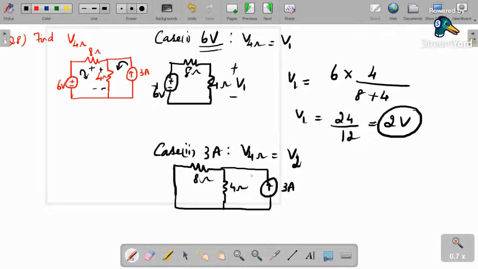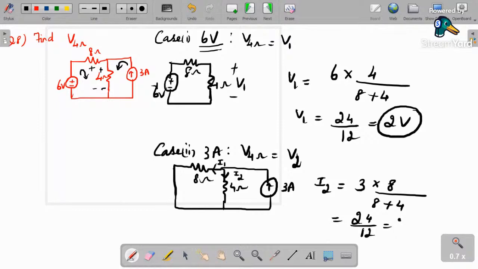Okay, so now what is the current through this 4 ohm resistor? I take I1 as the current through the 8 ohm resistor and I2 as the current through the 4 ohm resistor. To get I2, what can we do? Current division rule: total current 3 ampere into opposite resistance divided by total resistance. So 8 plus 4, again it is 24 by 12, which is 2 ampere. So I2 is 2 ampere. What about the potential drop V2?